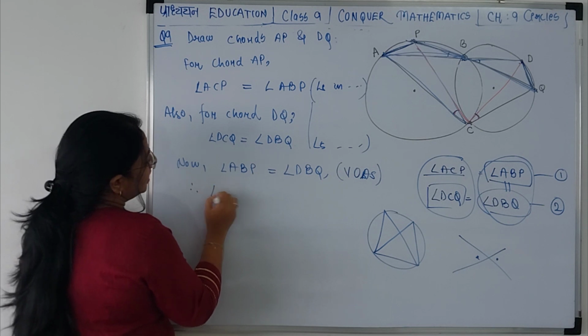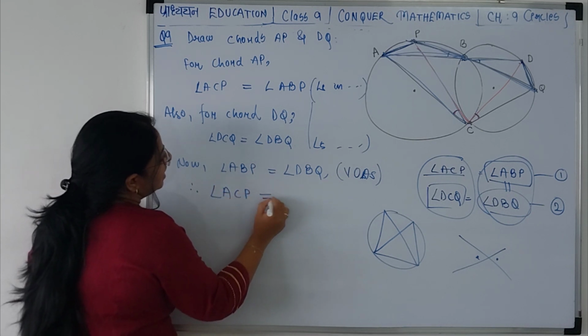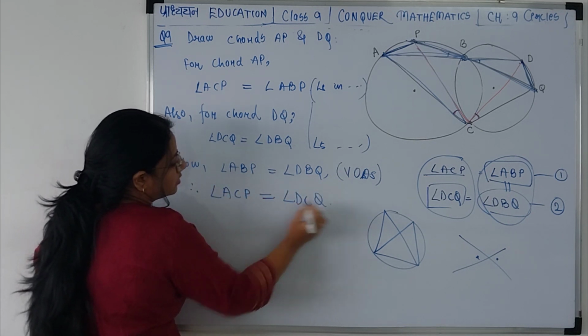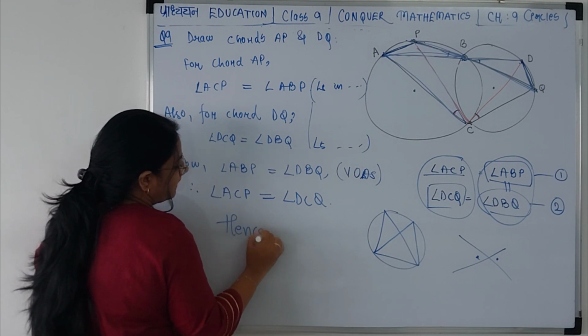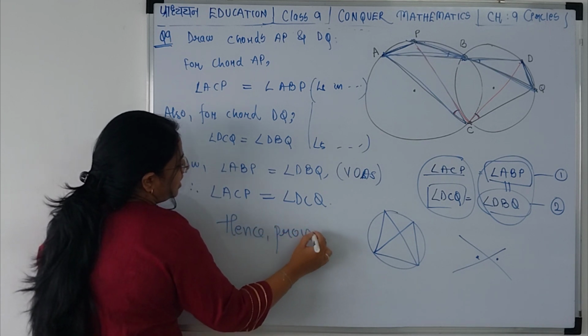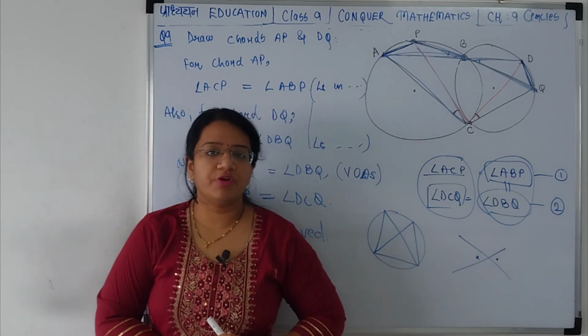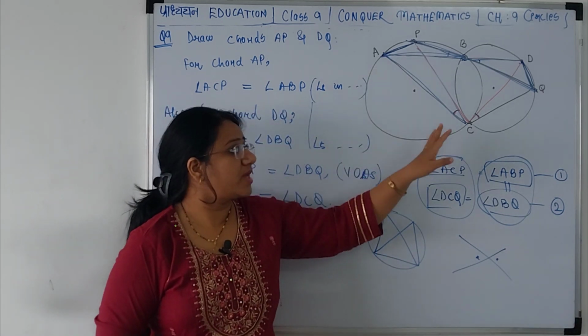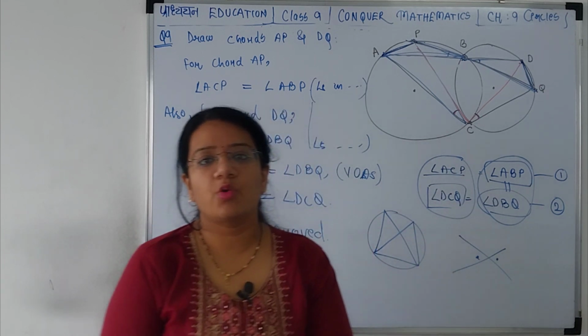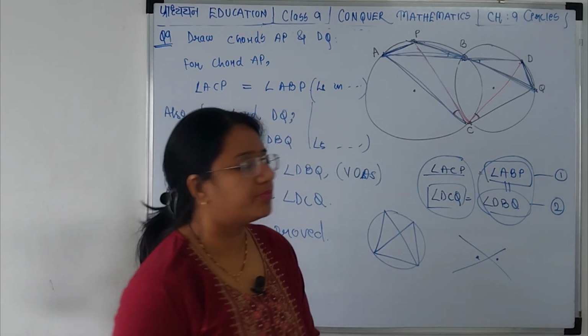Therefore I can say that angle ACP is equal to angle DCQ. That is what you have to prove. Hence proved. I know it looks difficult. Question पढ़ के थोड़ा सा difficult लगता है कि लाइन किधर जा रही है, कौन से एंगल्स बन रहे हैं, but the question is quite simple.